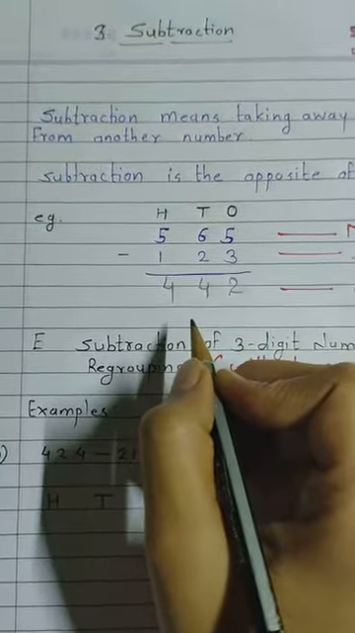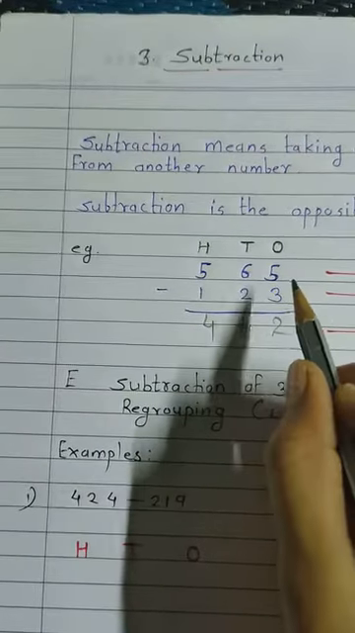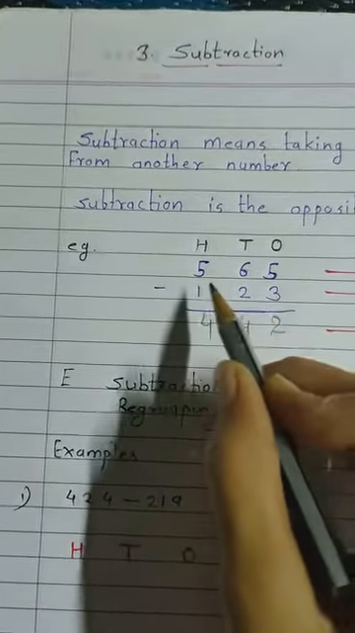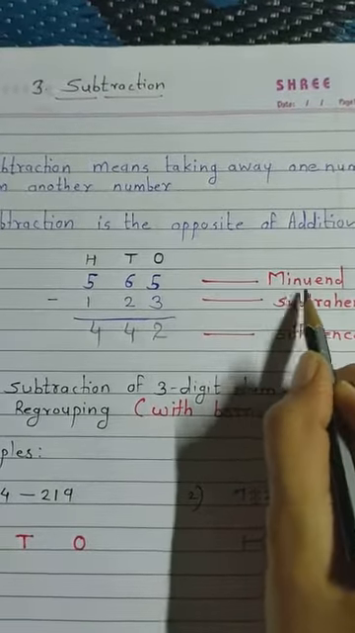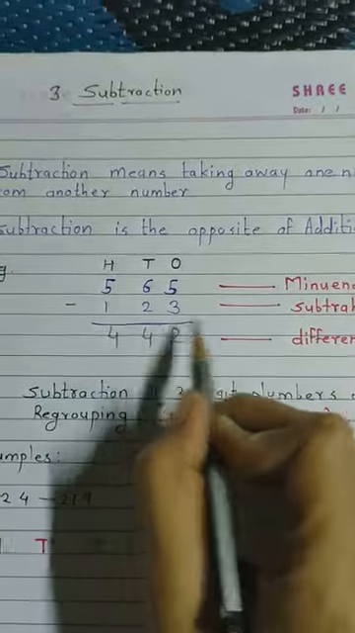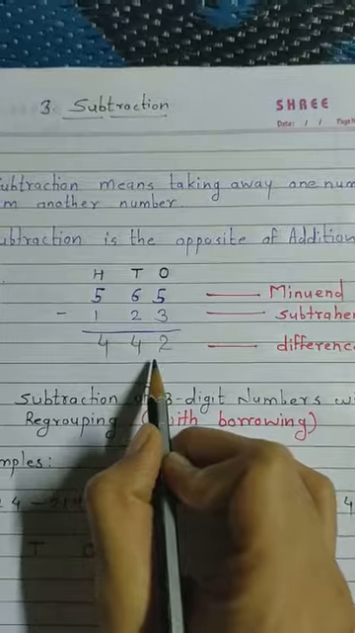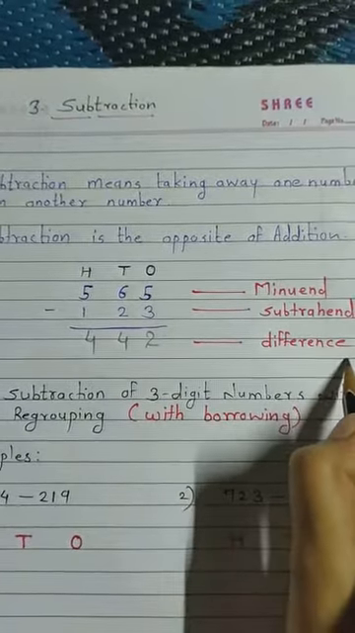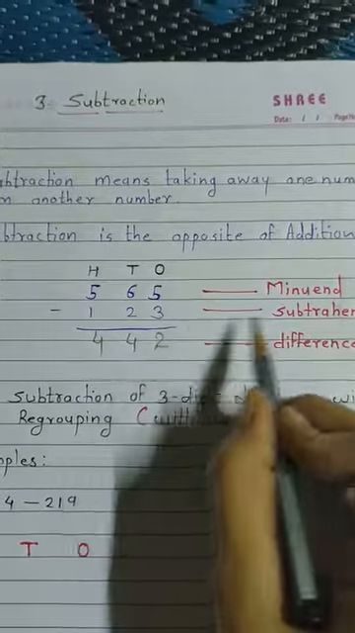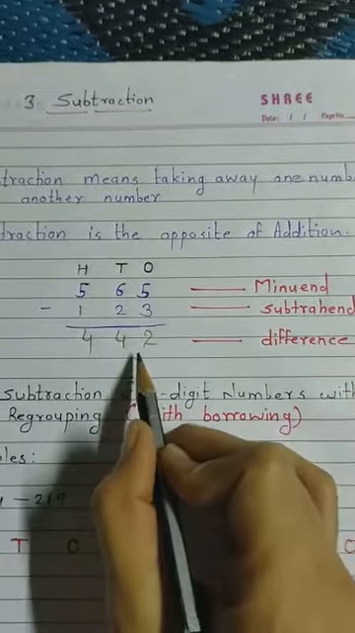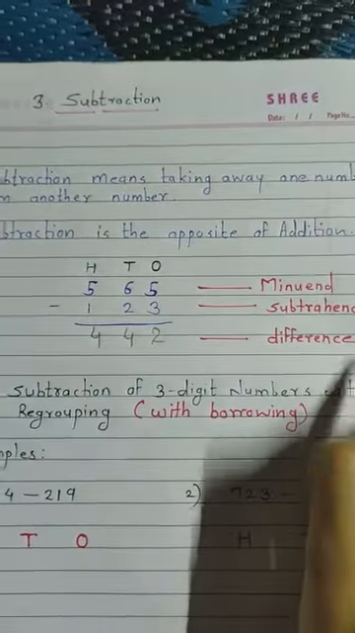We have a few terms here. The first number, from which we subtract the second number, is called the minuend. The second number is called the subtrahend, and the answer we get is called the difference.